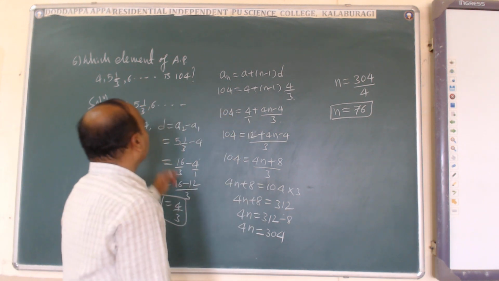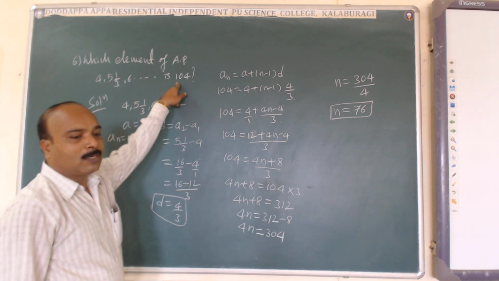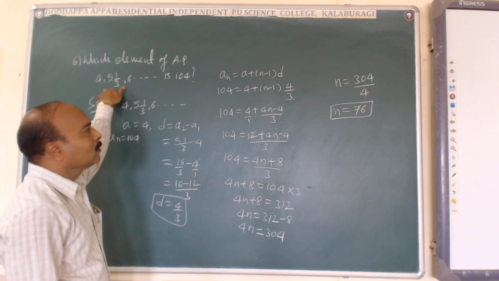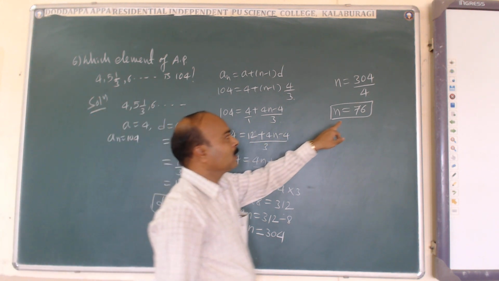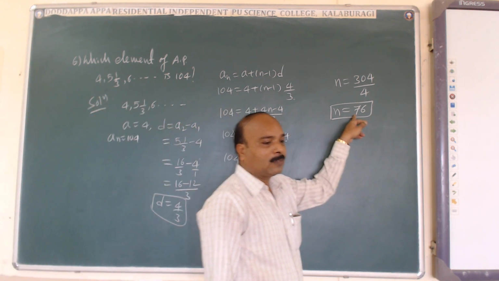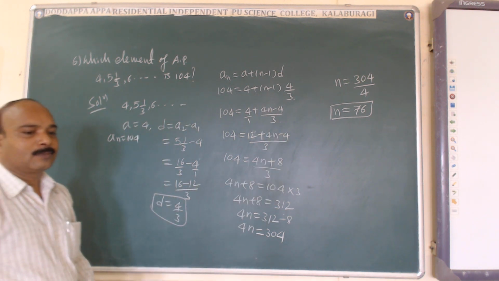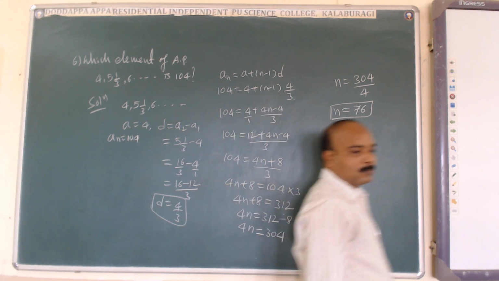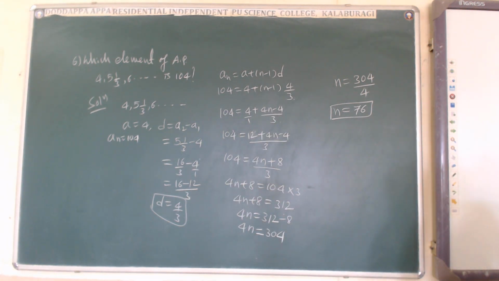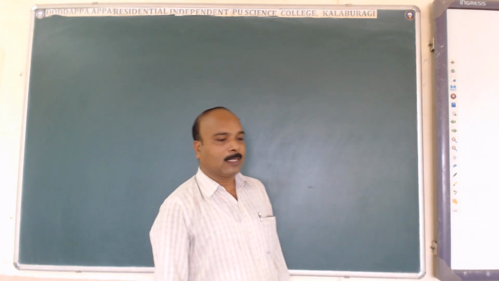That means to get the last term as 104 in this sequence, we need totally 76 terms for this progression. That is for this AP. Take this solution. Next we go for another example.